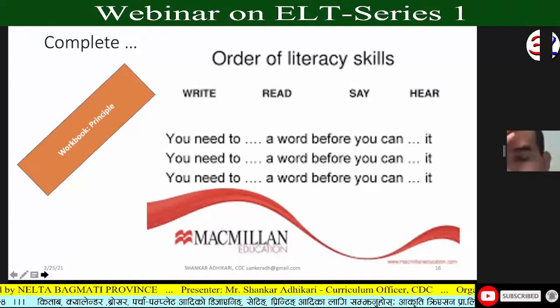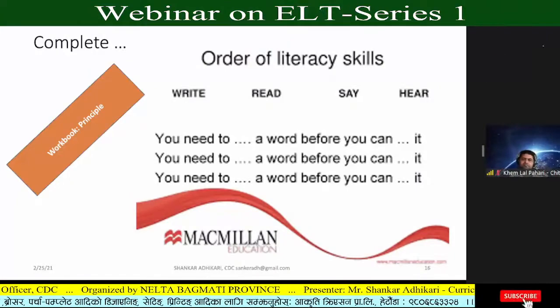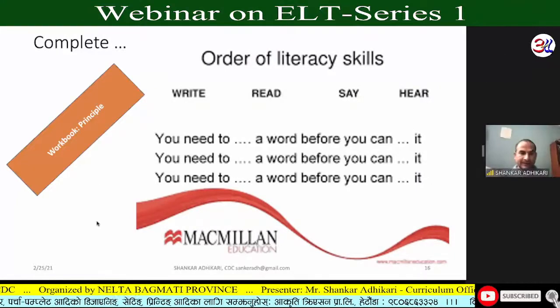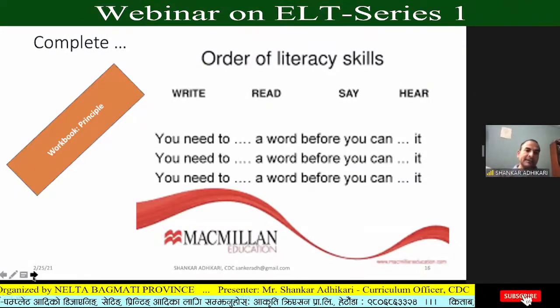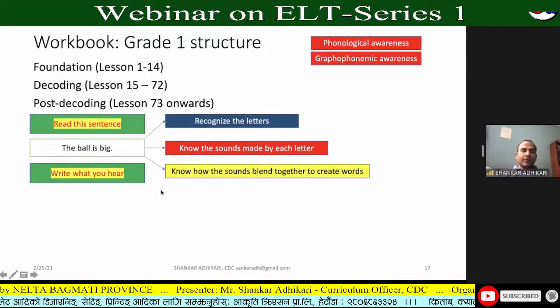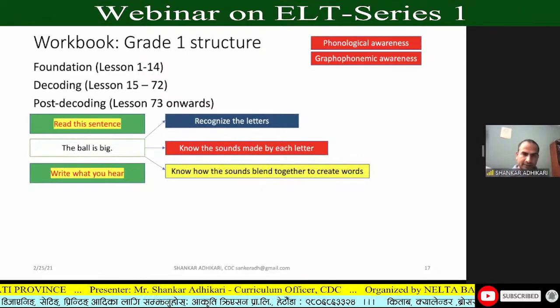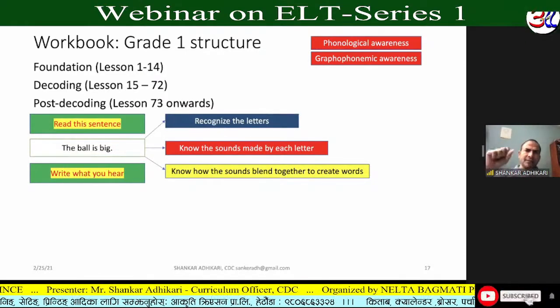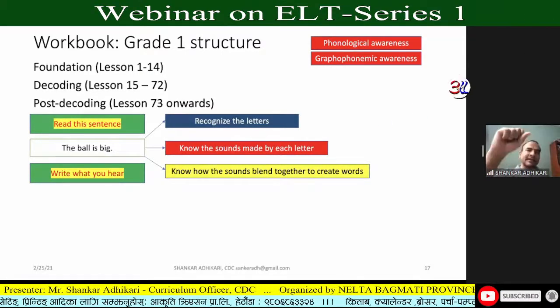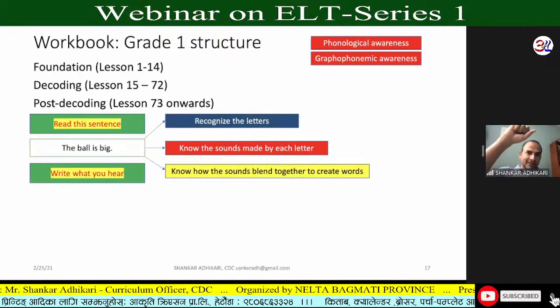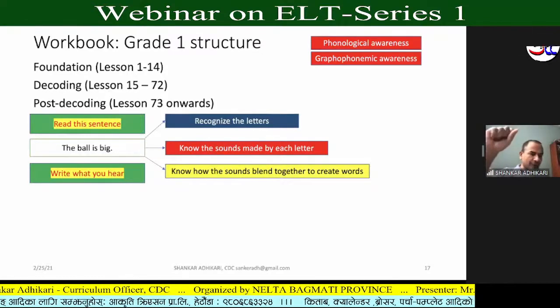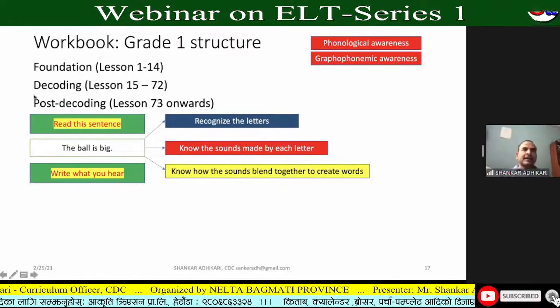And this is the order we have followed in our workbook, right? That's what I'm saying. If you look at the grade 1 workbook structure, this is the basic course. So I'm highlighting here the grade 1 workbook. We'll talk about the grade 2 and 3 workbooks as well.